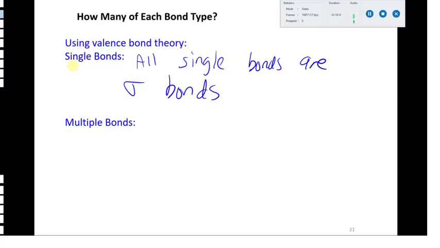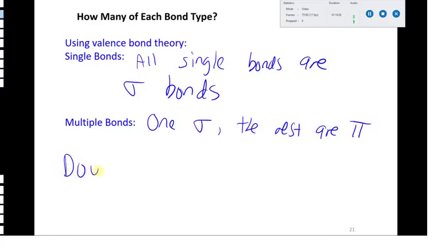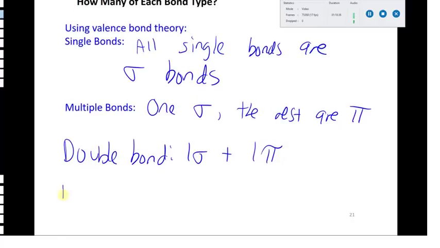If we go to multiple bonds now, so double bonds and triple bonds, you're going to have one sigma bond as part of that multiple bond. The rest will be pi. All right, so if we have a double bond, that's 1 sigma and 1 pi. Total of 2 bonds, 1 is sigma, 1 is pi. And then if we have a triple bond, still 1 sigma bond, and now we have 2 pi bonds to make the total of 3, and that's as high as we go, the triple bond.